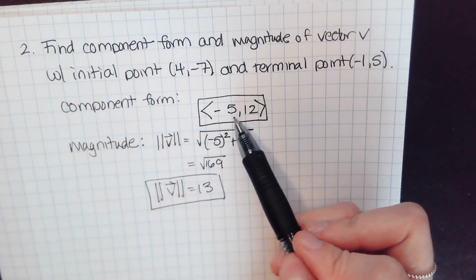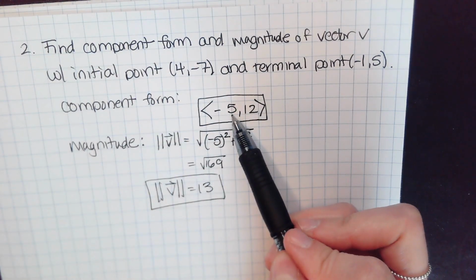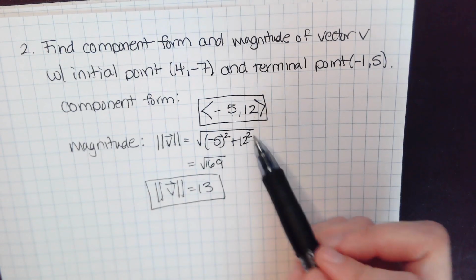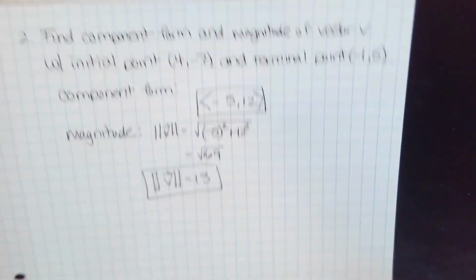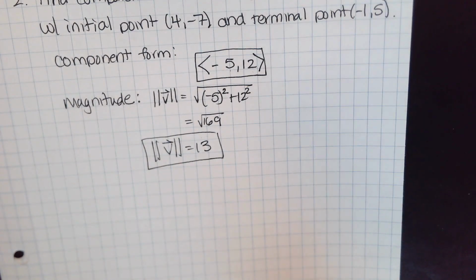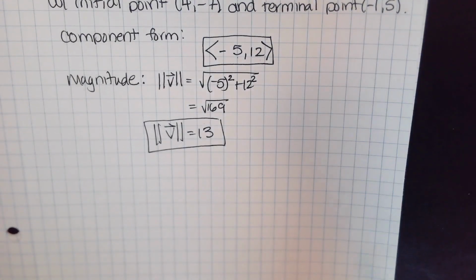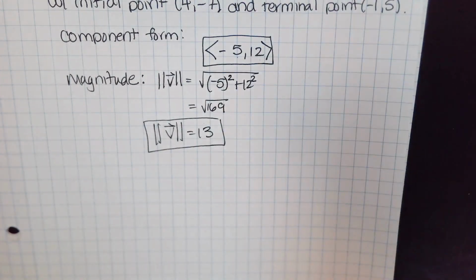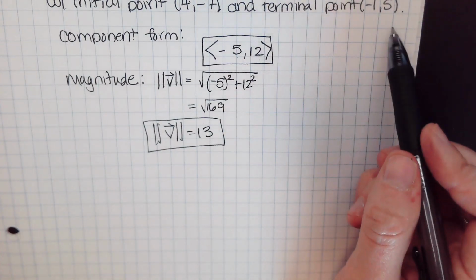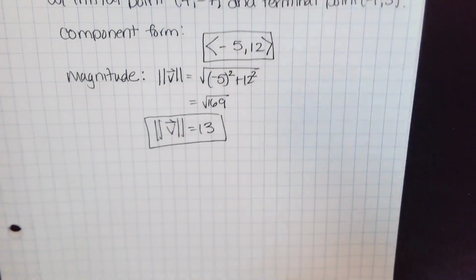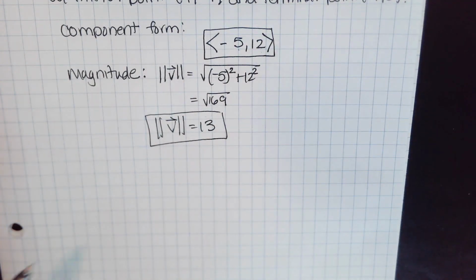Again, to find the magnitude, you're just squaring the first number, squaring the second number, adding them together, and taking the square root. It's just the distance formula. Your initial point is (0, 0) and your terminal point is (-5, 12). You could graph this component form by plotting the point (0, 0) and the point (-5, 12), and you'd have an arrow going towards that point.